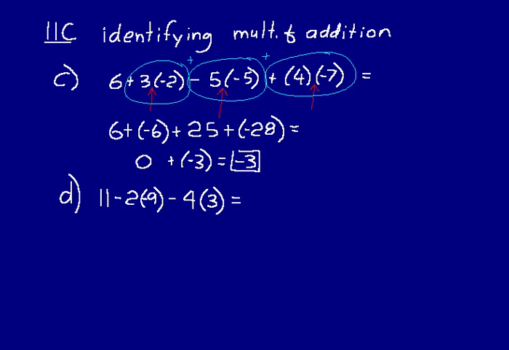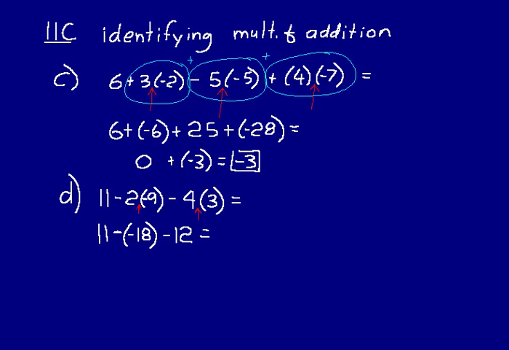And so we have 11, which isn't multiplied, and then we have a minus 2 times a negative 9. So let's keep the minus out there and do 2 times negative 9 is negative 18. And then minus 4 times 3, so that would be negative 12. And we knew that we had to do multiplication on those because, for example, in the 2 and the negative 9, there was no plus or minus sign in between the 2 and that parentheses. And then on the 4 and the 3, there's no plus or minus sign in between the 4 and the parentheses. So we knew that those were multiplication.